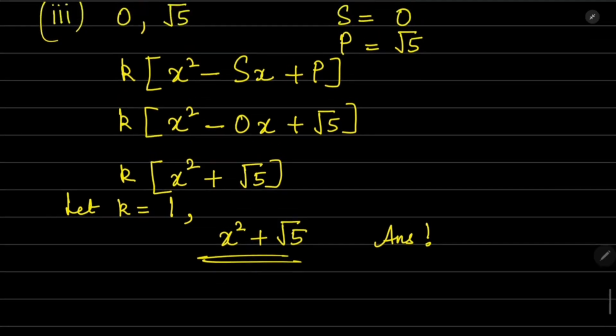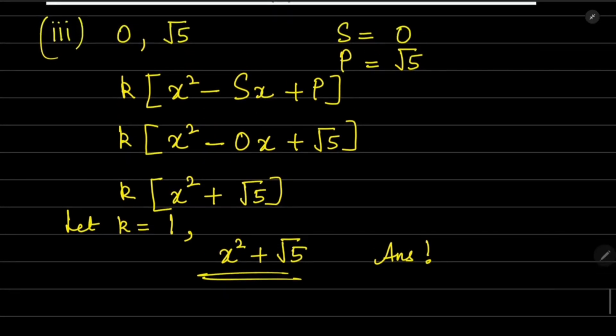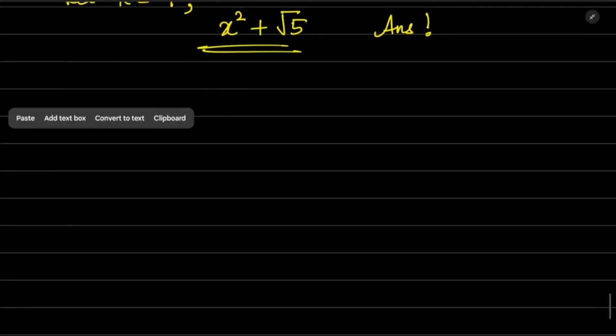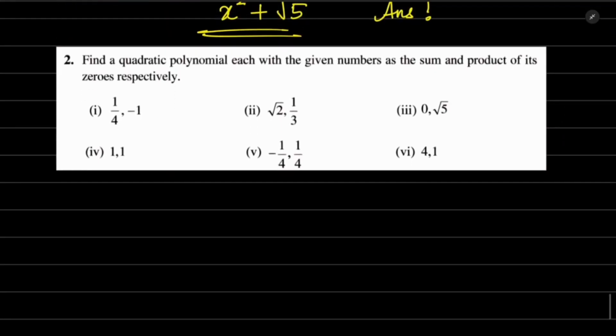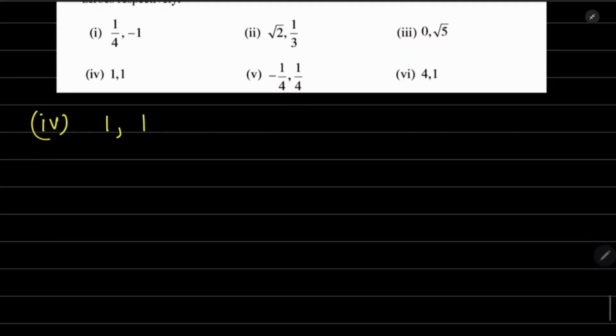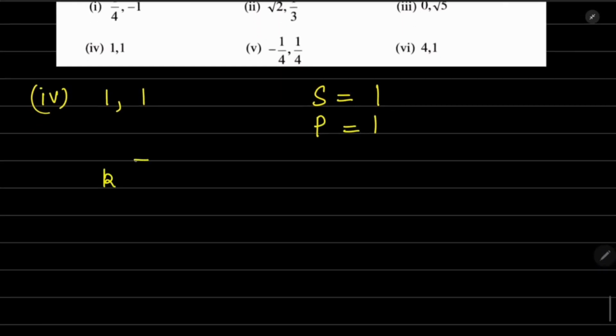Okay, so we are done with the third question. This is all you have to do. It's a very easy question. So if you know the sum and the product of the zeros, you can easily find out the quadratic polynomial. Let's move on to the fourth one. 1 comma 1. What is the sum? Sum is 1. What is the product? Product is also 1. What is the quadratic polynomial expression?